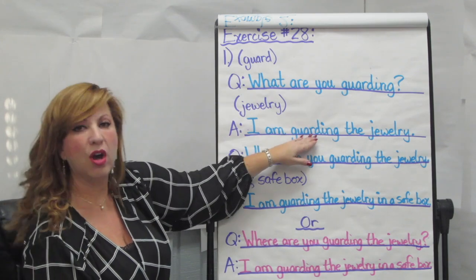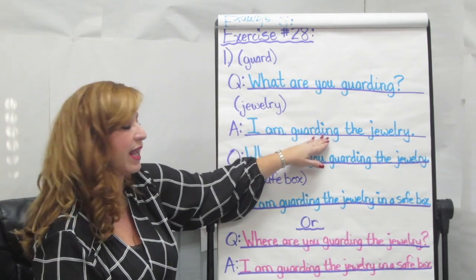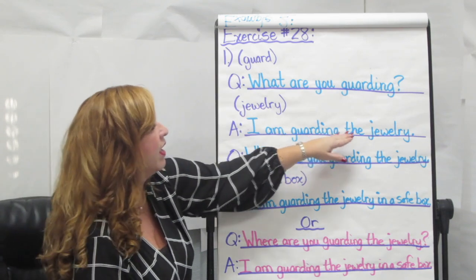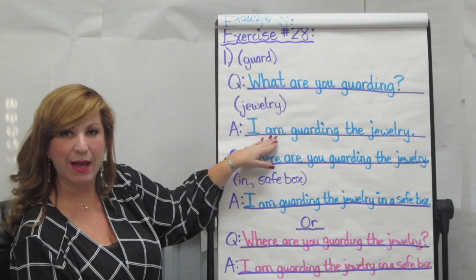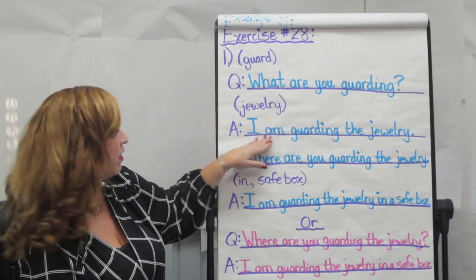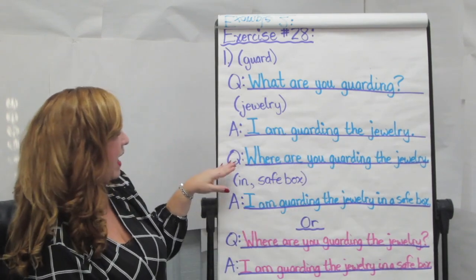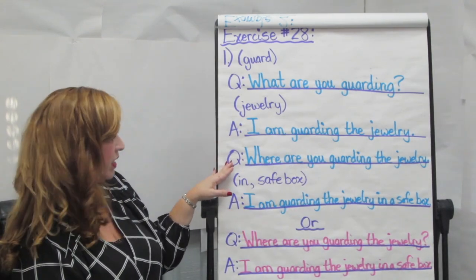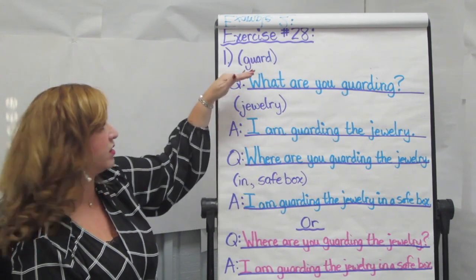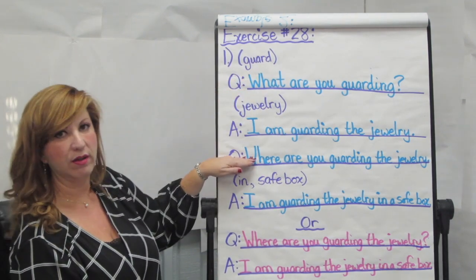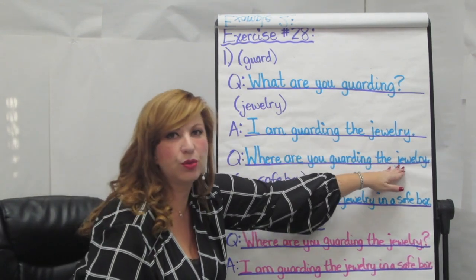I am guarding, and again you could see I am using guarding in the present progressive, the jewelry. And again, the helping verb here is am, because it is in the present progressive. I am guarding the jewelry. Now, the second part of the question is where. So remember, we have the two questions, the what and the where. So where are you guarding the jewelry?